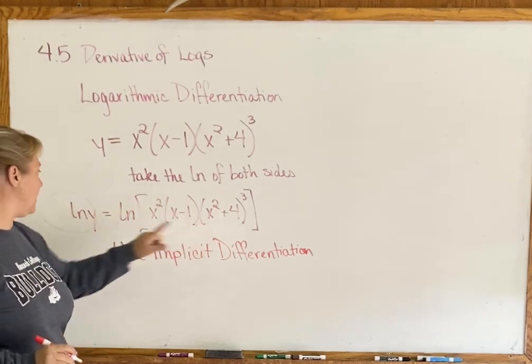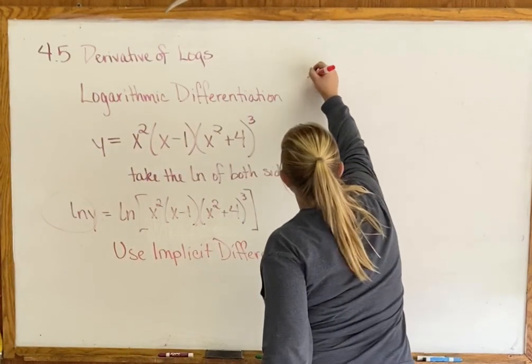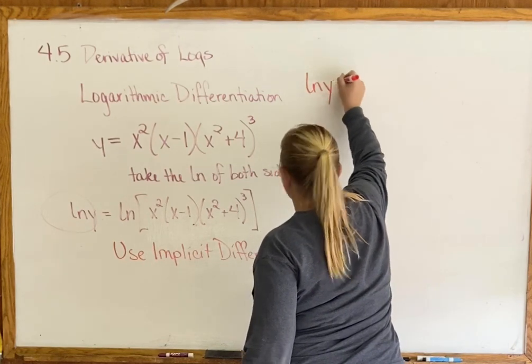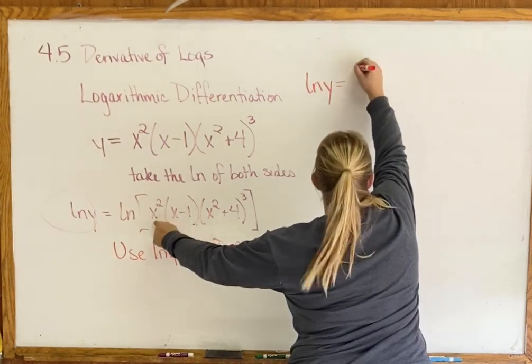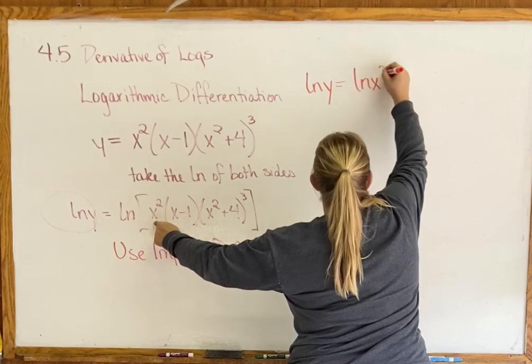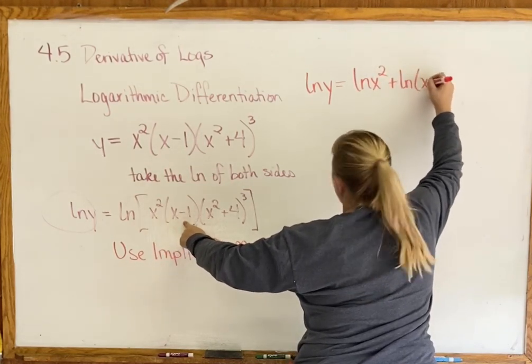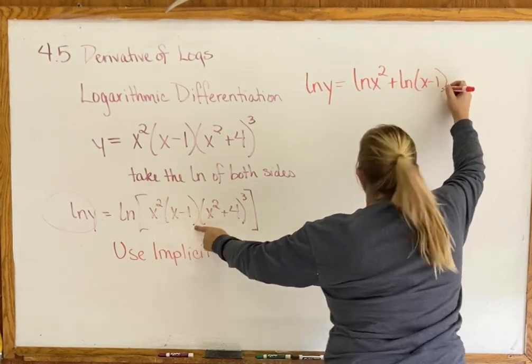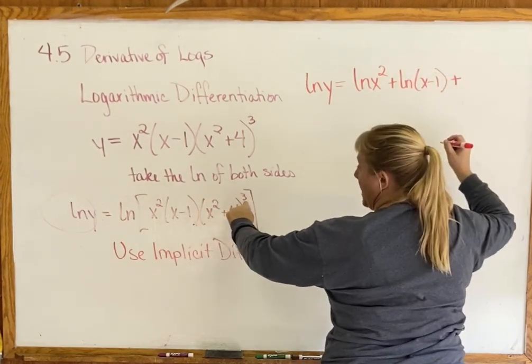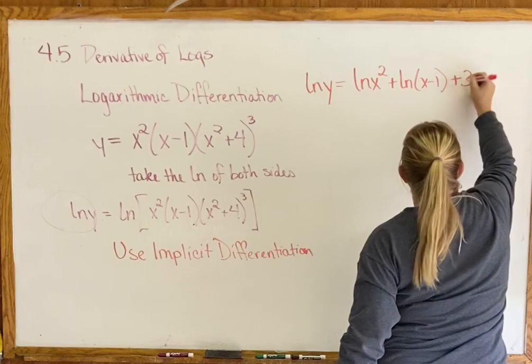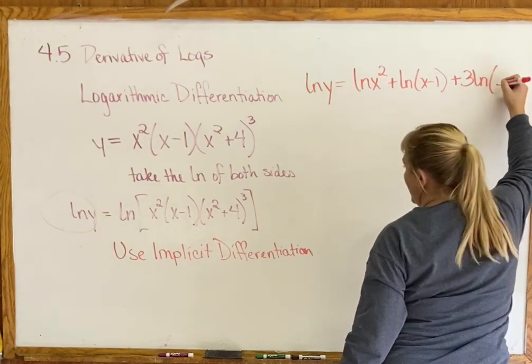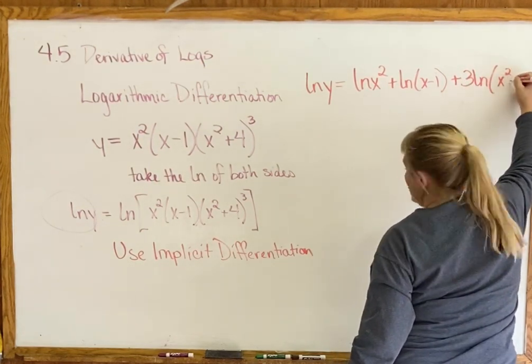So first, let's split these up. We still have the ln y on the one side. Now we're going to have ln of x squared plus the ln of x minus 1 plus, and can we bring that 3 down? 3 times the ln of x squared plus 4.